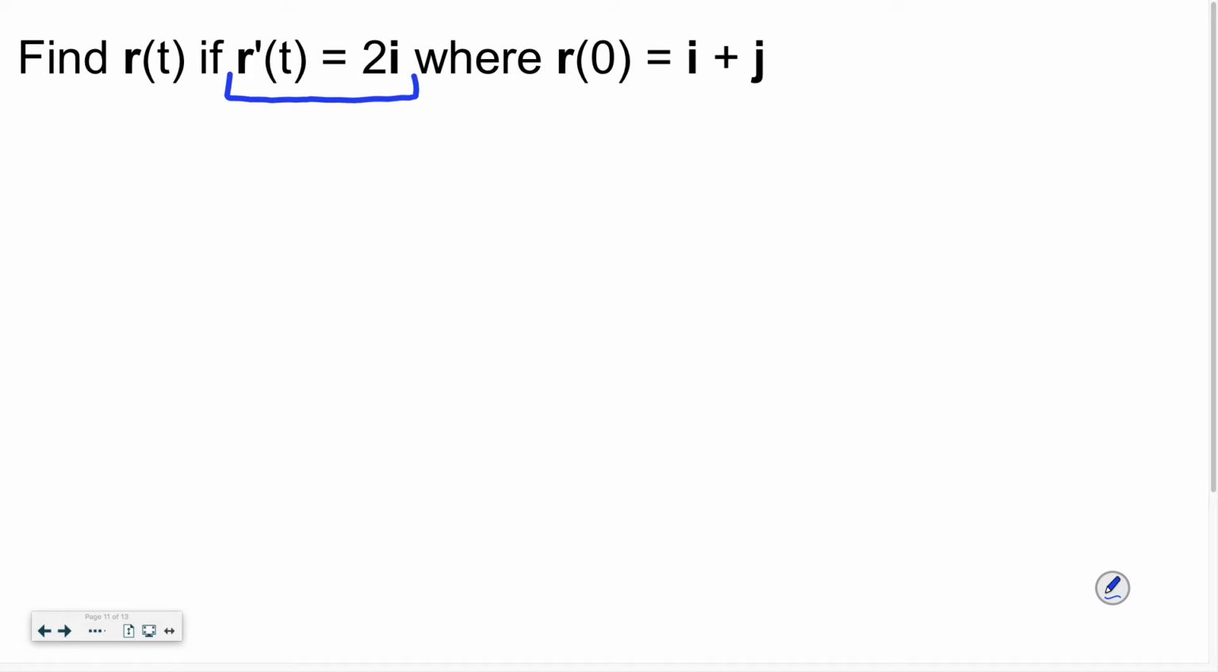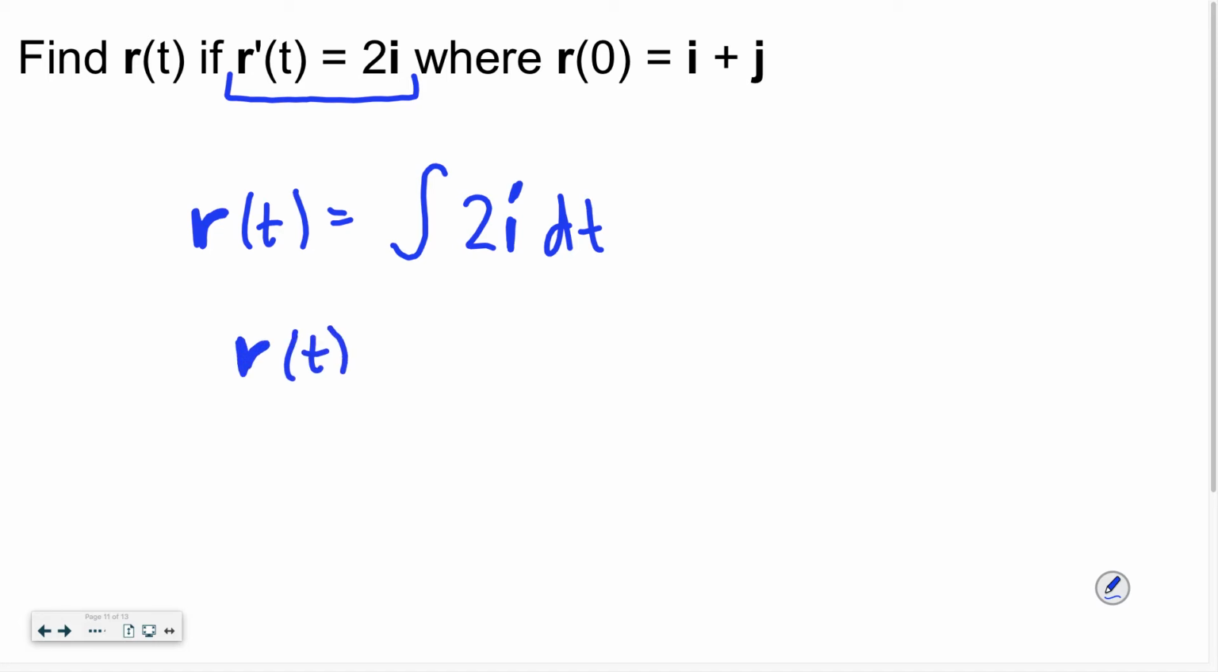If I know r prime of t is 2i, and we want to get to normal r, the function, we need to do what? Take the antiderivative. So r of t is the antiderivative of r prime. Now our antiderivative would be, please be careful, 2t plus c, i, plus we could have a constant for j. It's tricky, but that's how it goes. The antiderivative of 0 is a constant.